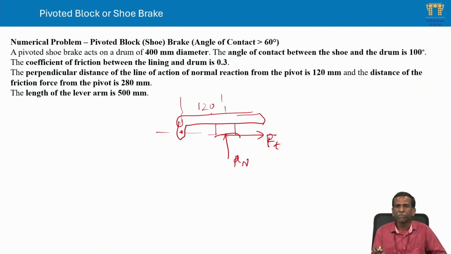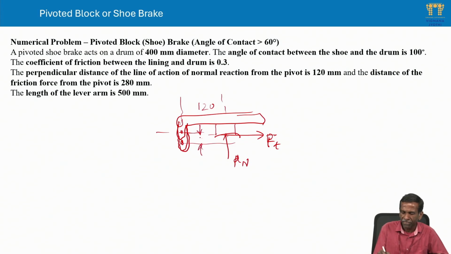This is 120. And the distance of the friction force from the pivot is 280. In this case, the friction force to the pivot is at a distance; it is not passing through the pivot. So this is 280, the line of action of the friction force and the pivot point.